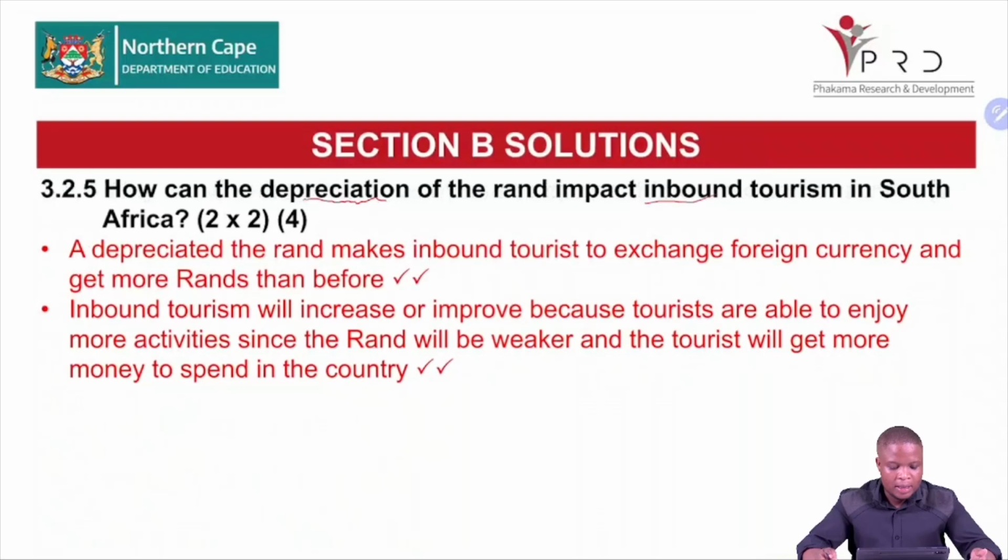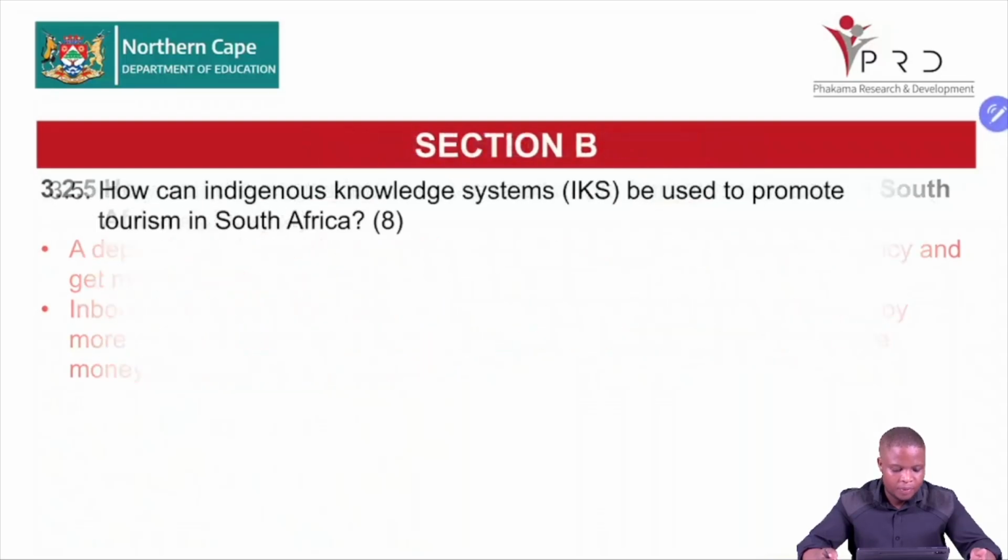Right, we are moving to 3.5. How can indigenous knowledge, IKS, be used to promote tourism in South Africa? So indigenous knowledge being the olden ways of how people used to live, how would that promote tourism? Remember, these people want to come see how we are living, what we are eating, the dance, traditional attires. So how can IKS be used to promote tourism in South Africa? You'll be given 6 minutes to respond to this one, then we look at the marking guideline.